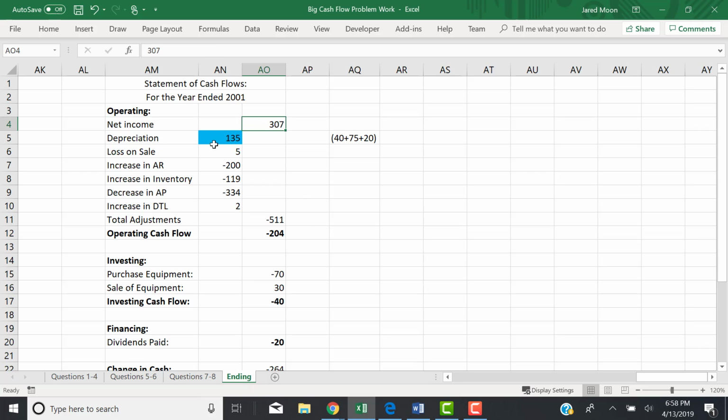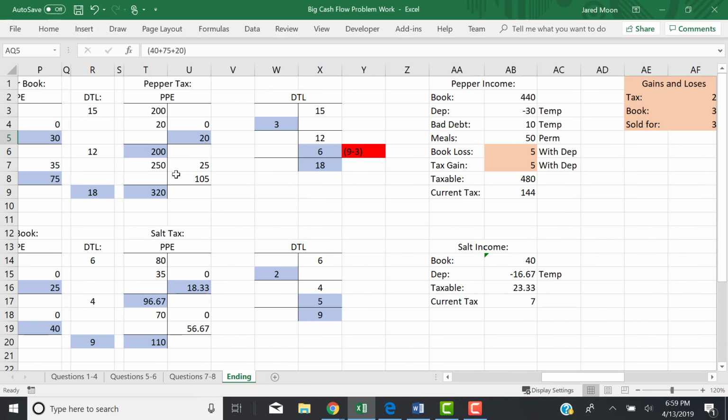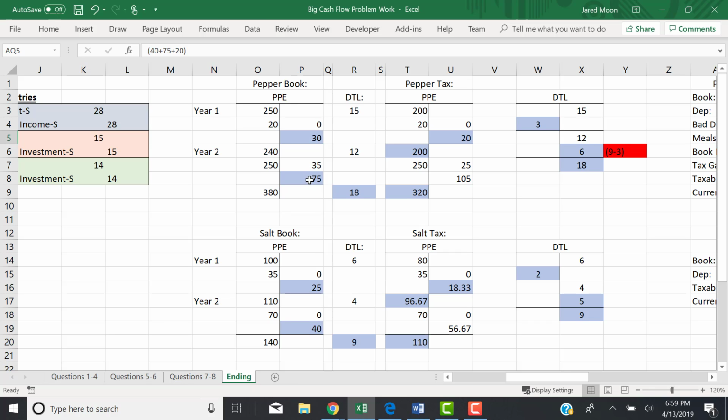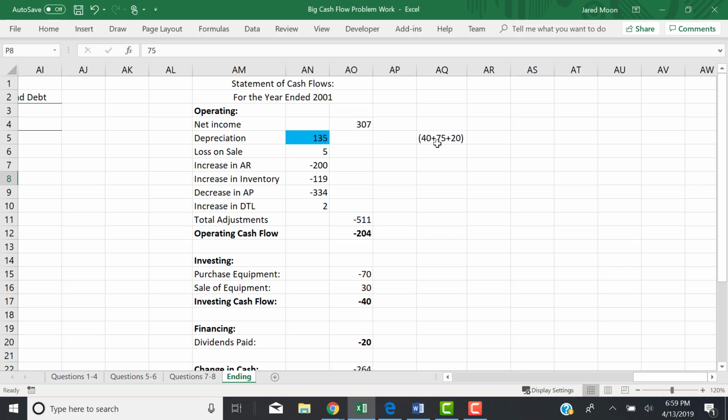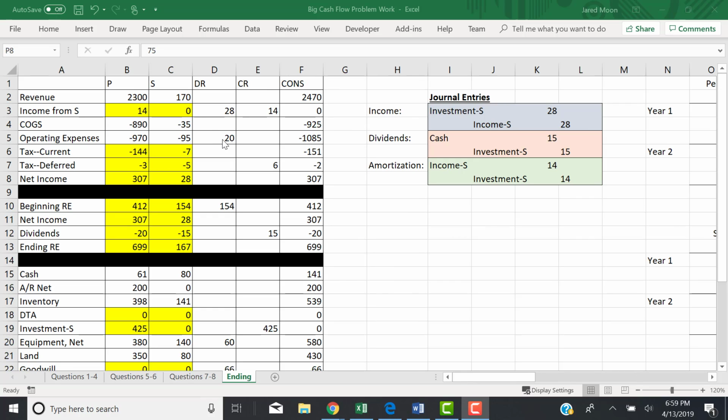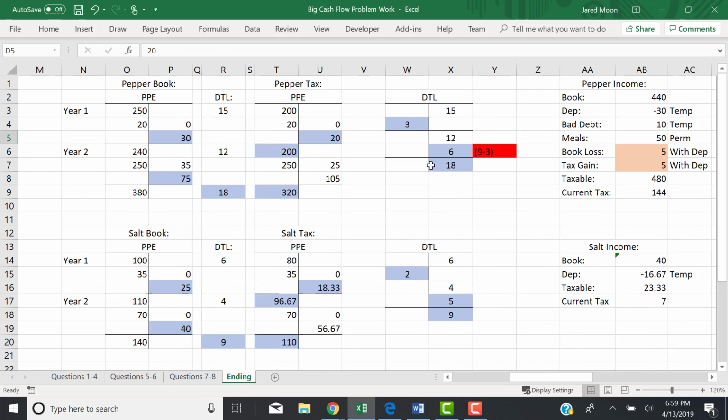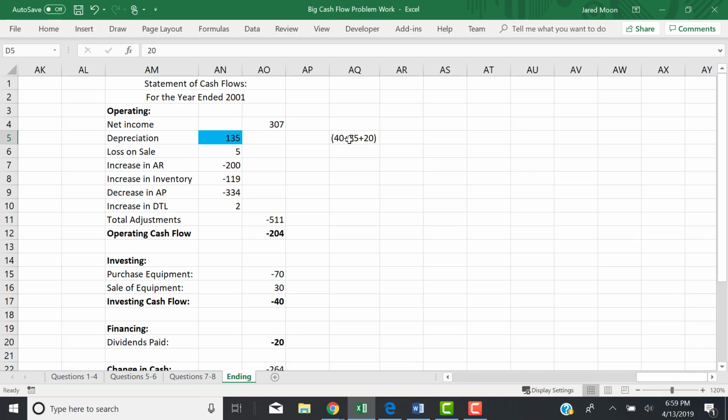Net income, 307, that comes right from there. Depreciation, 135. That's our $40 and our $75 that we got from our book amounts. 75, 40, boom, boom. And the $20 difference, and I'm trying to remember right now where that came from. Oh yeah, it's the differential. Remember we added in this $20 for depreciation expense. So we have to consider that here too. So 40 plus 75 plus 20 gives us our depreciation.